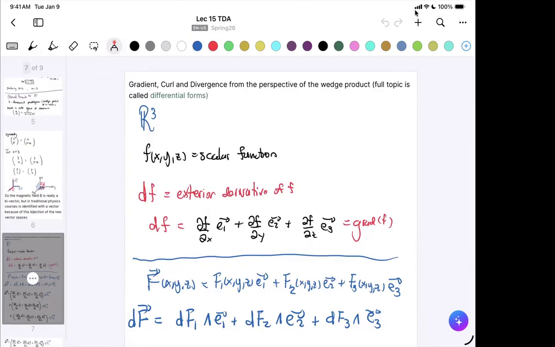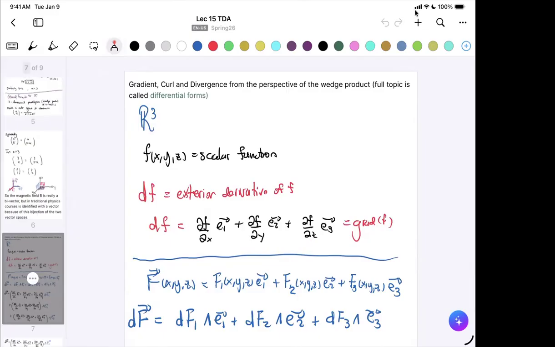So that gradient is totally fine, right? It's just that here it gets a different name, which is called df. So you call it df instead of grad of f, but the formula itself is literally the same formula. The only thing I have changed is using e1, e2, e3 instead of i, j, and k. But if you look at it, it's exactly the same formula that you know from Calc 3.